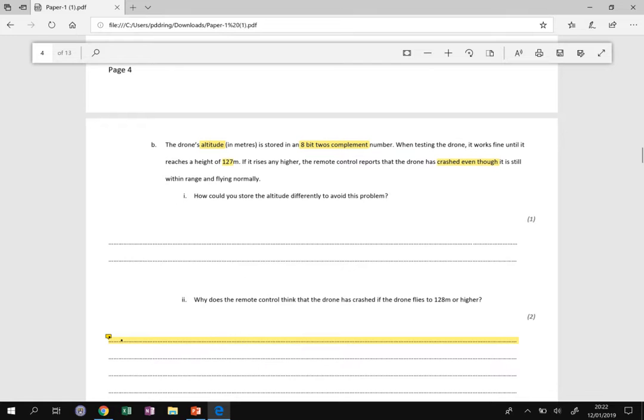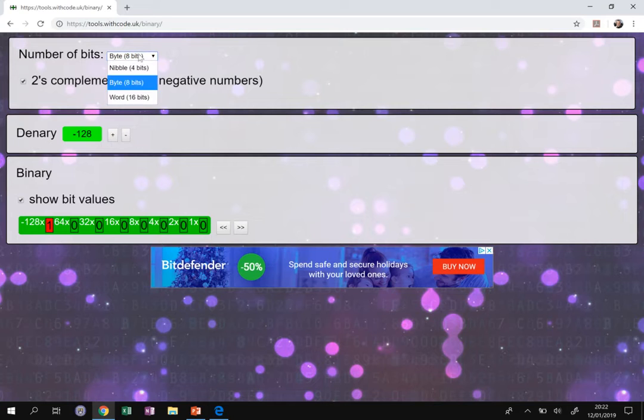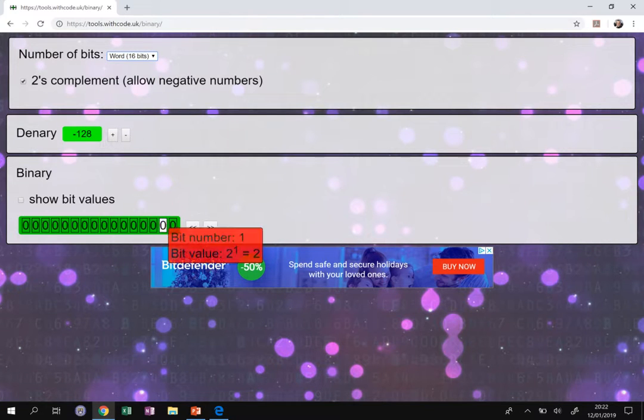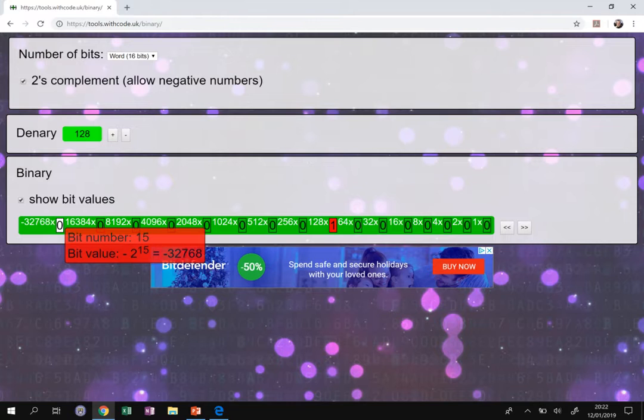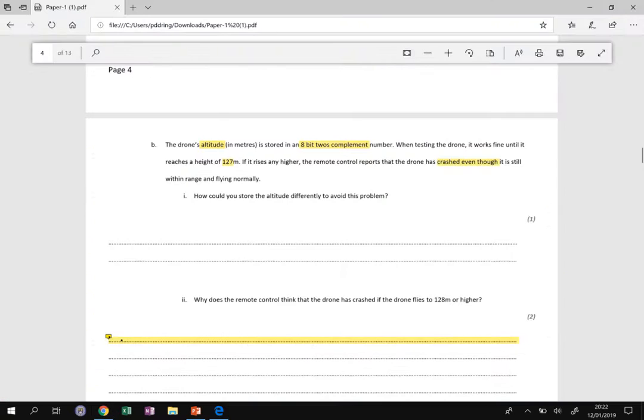There's 2 ways. Either we could use more bits, so 9 bits would be enough. Or if we had more bits in here, we could go up to 128, and that would be absolutely fine because the sign bit is all the way over here. So you could have more bits, 9 bits, 10 bits, 16 bits, whatever. Anything bigger than 8 would get you the mark.